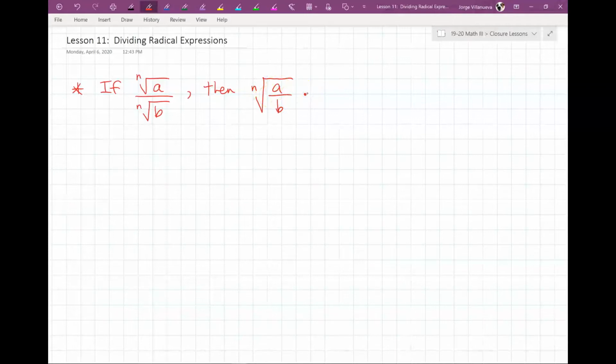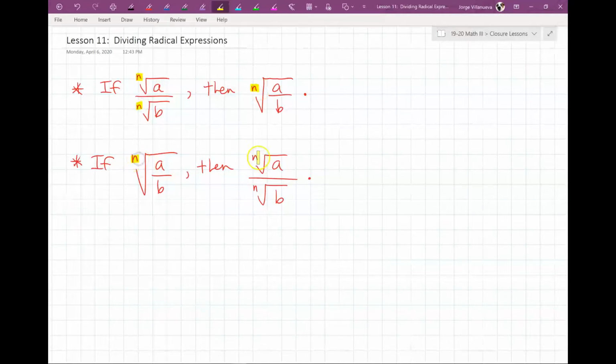Now you can also go backwards, just so you know. If you have one big fraction inside of a root, then you can break it apart if you want to. Maybe that'll be beneficial. So it works both ways. Remember, you can divide radicals, you just basically combine them together, but that's if they have the same index. That's the most important thing.